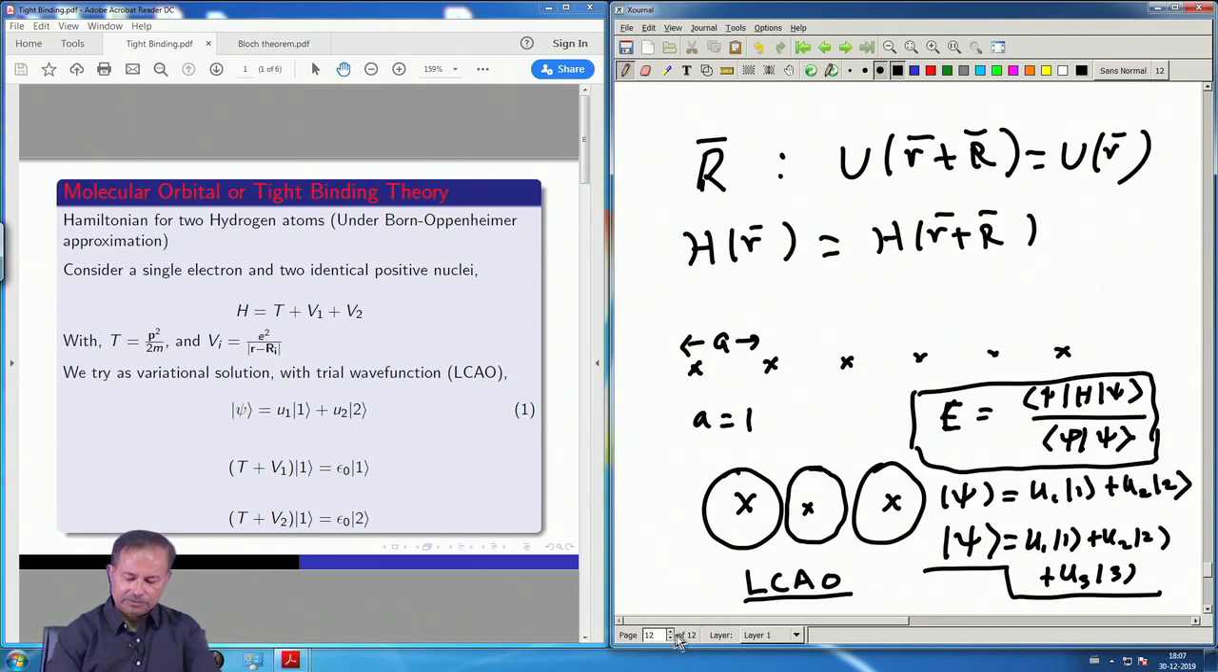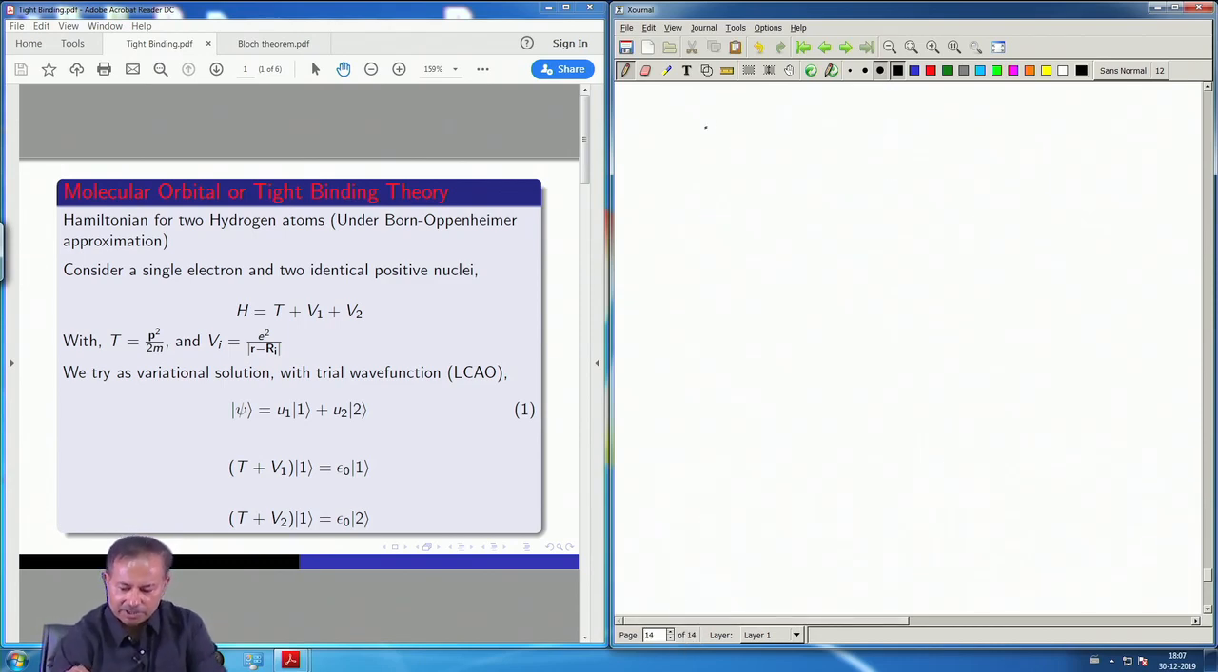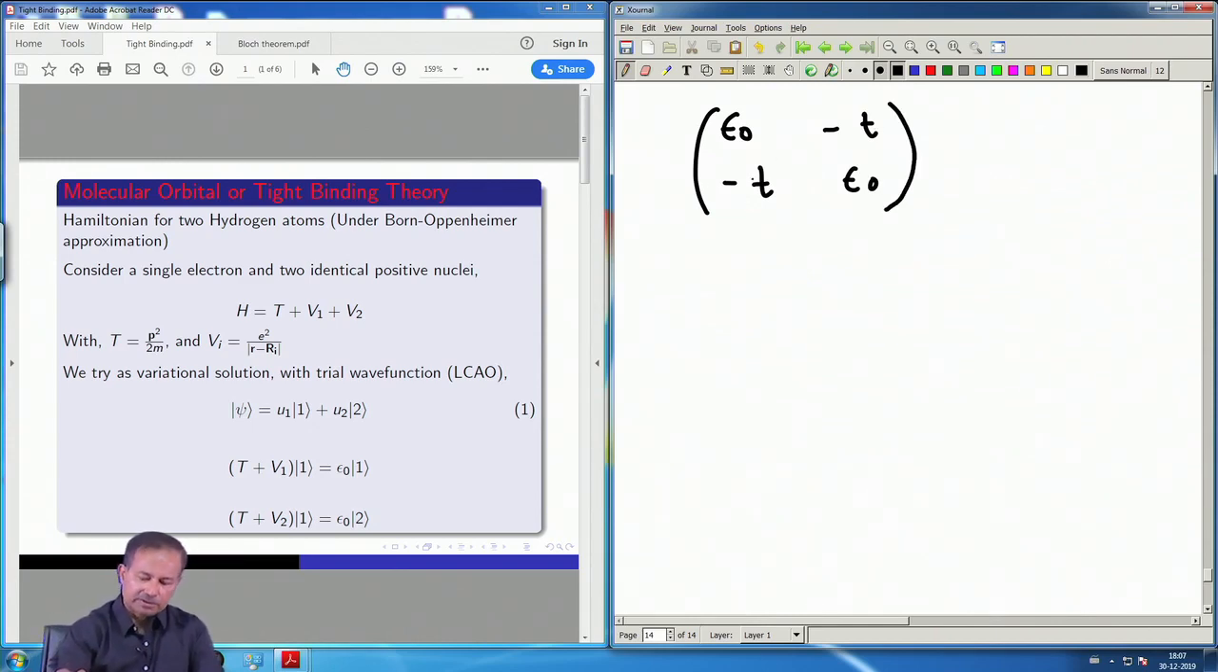Let me remind you what we got in the previous case. We got a Hamiltonian which was in matrix form E0, minus T, minus T, E0. Okay. Remember, T is taken to be real, otherwise I would write minus T star in the 2 1 element. So, this is H12, and this one is H21. This is H12 and H21. Okay.